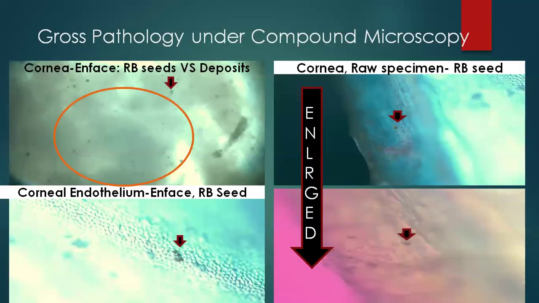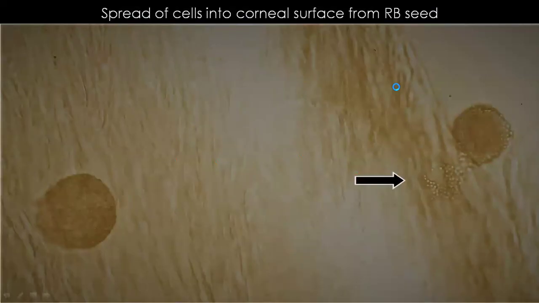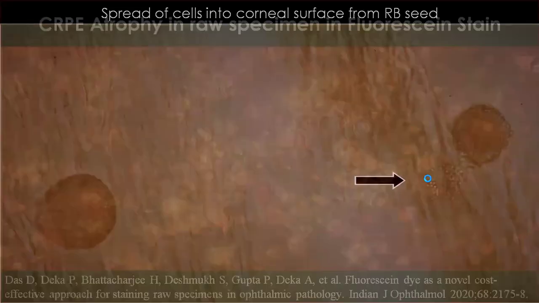Now, this is very, very important: a macroscopic gross examination under compound microscope. You see in the first picture the cornea was flipped out, the endothelial part, deposits are seen, and on the corneal endothelium you can well appreciate the seedings. And this is a very important slide where the corneal part shows a seeding with an RB cell coming out from the seeding. That is very, very important in the gross pathology.